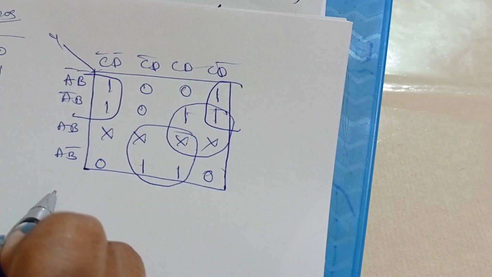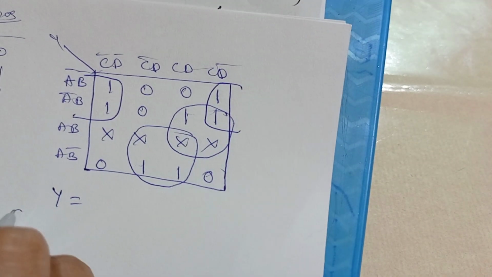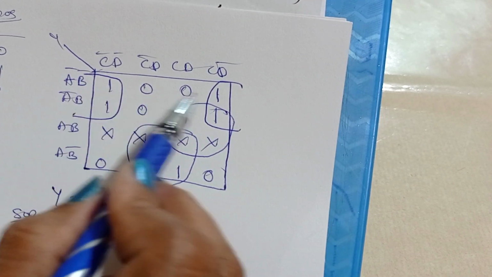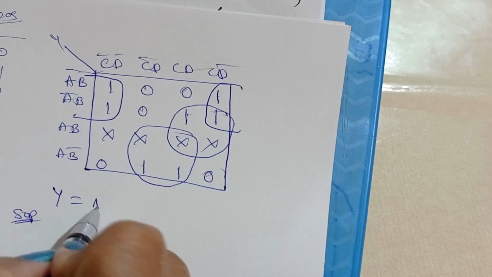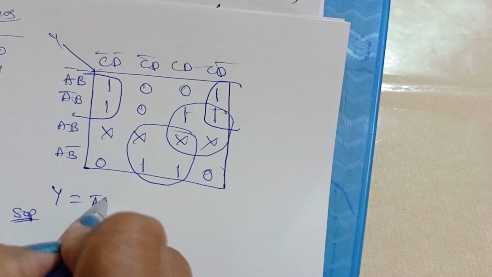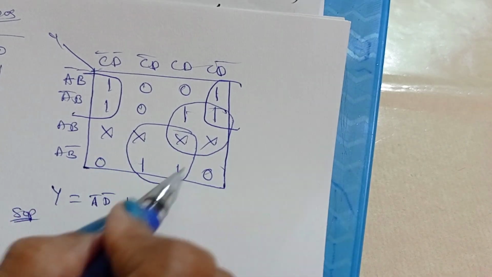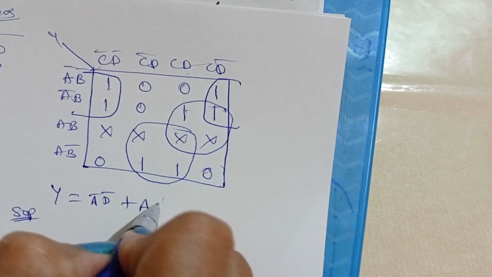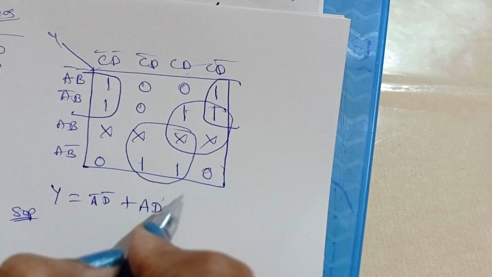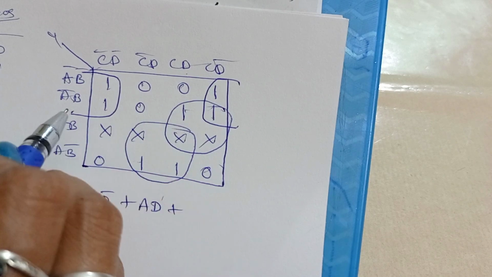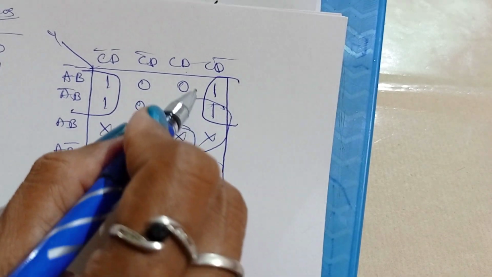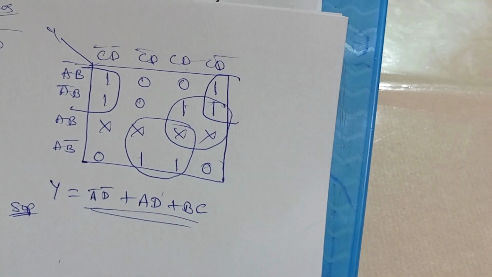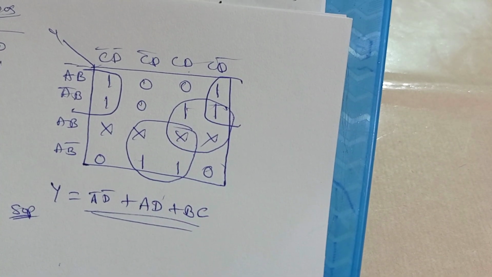So now simplify. For SOP, y is equal to: from this, a bar is constant and b bar is constant, plus from this a is constant and d is constant, plus from this b is constant and c is constant. This is the final minimized SOP.